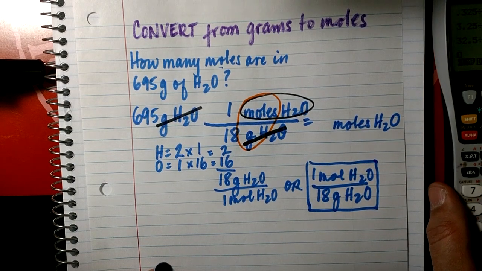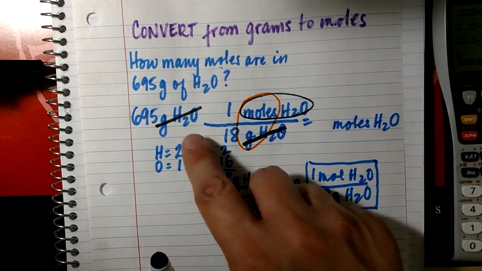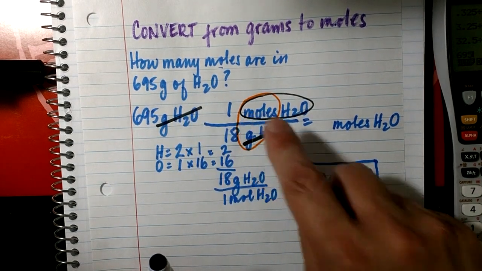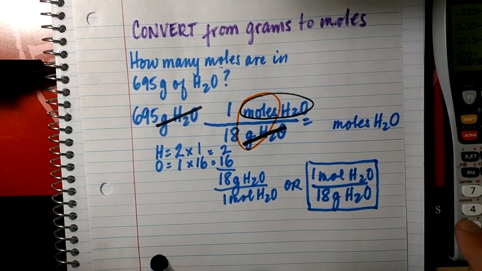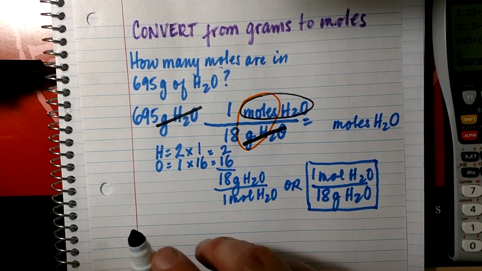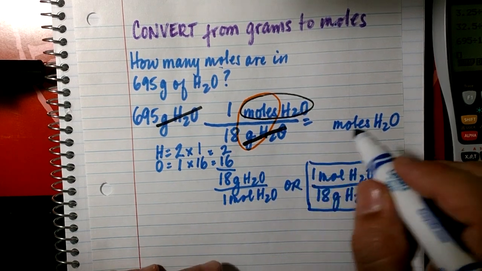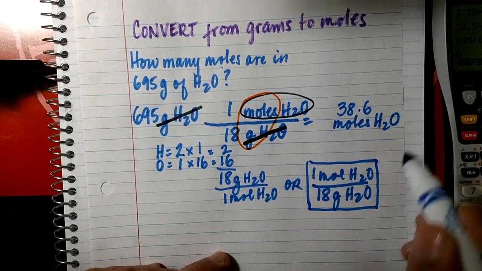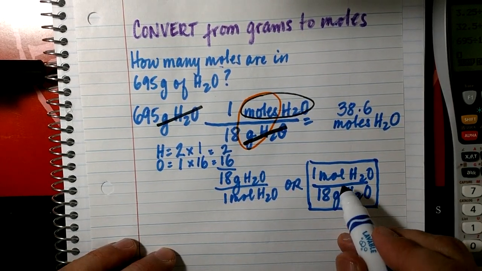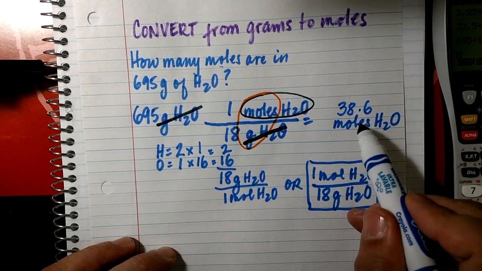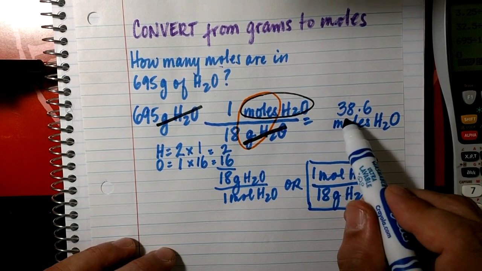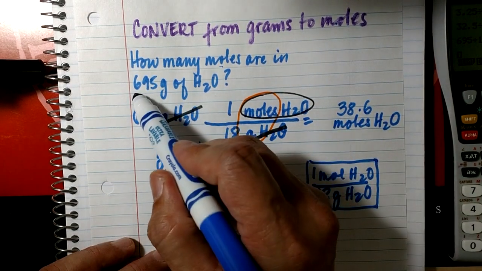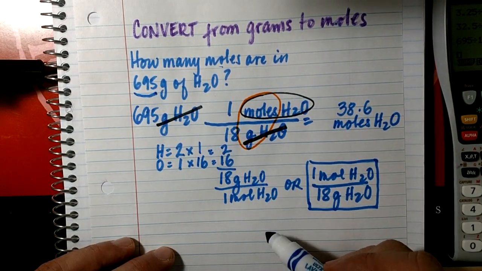And now it's just a matter of using your calculator to take 695 multiplied by 1 and then divide that by 18. And the answer is 38.6 moles of water. And just one more very small thing. Why did I report a 3-digit answer? Well, that's because there is a 3-digit question.